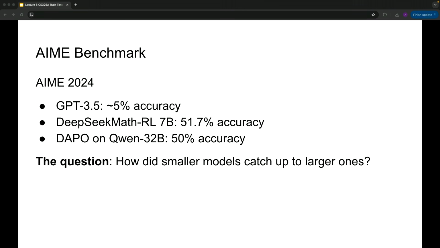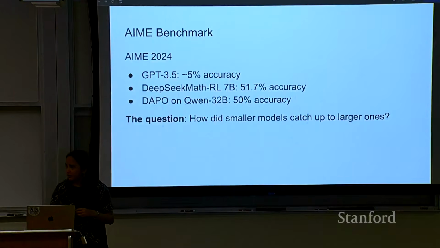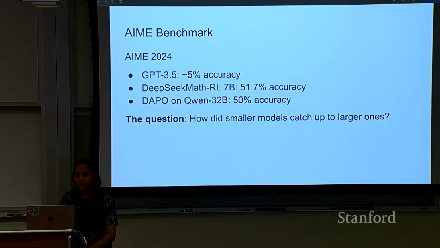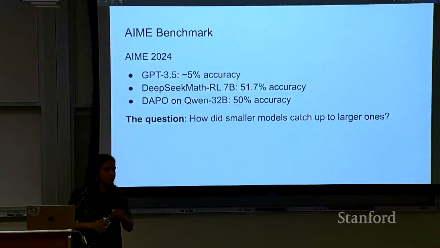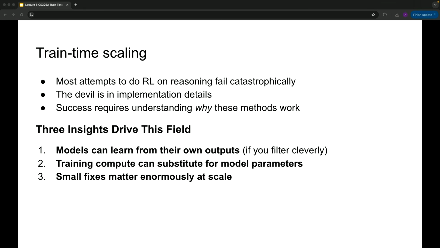And if you apply the third paper that I will talk about, called DAPO, on the Qwen 32B model, you are able to get 50% accuracy. In the first lecture, we were saying that as we scale the number of parameters in the model, the model capabilities and accuracy on benchmarks go up. But what we are seeing in this slide is that you can achieve pretty high performance on reasoning benchmarks with smaller models. So how did these smaller models get really performant? How did they get really high accuracy? That's something that we will explore in this lecture.